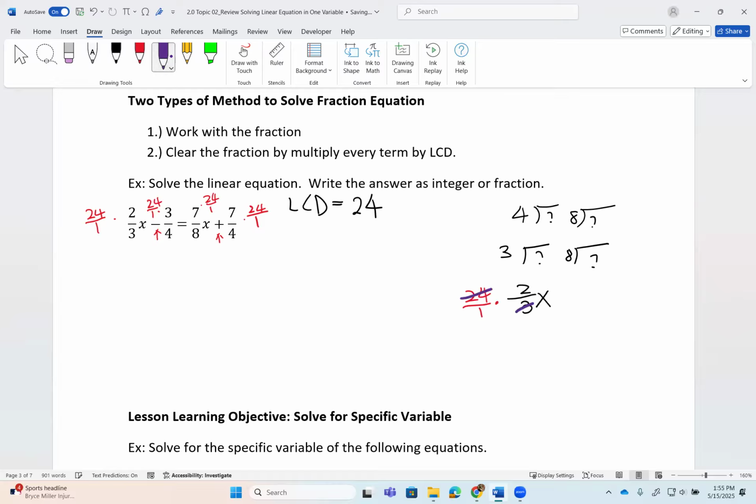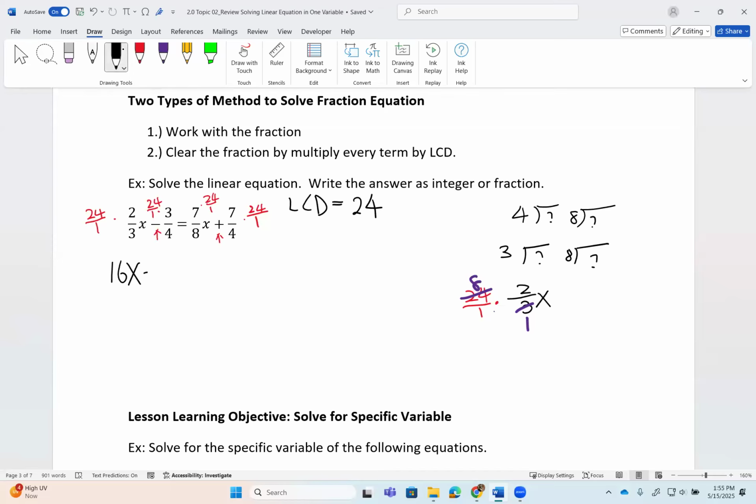Those 3 and 24 can be reduced by 3. That gives me 1 down here, 8 up here. So that's 8 times 2x, which is 16x. So what happened to the denominator? That all becomes 1, right? That's what I want. Denominator all becomes 1.